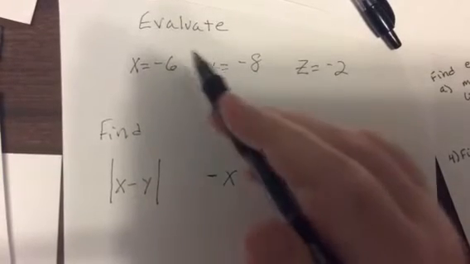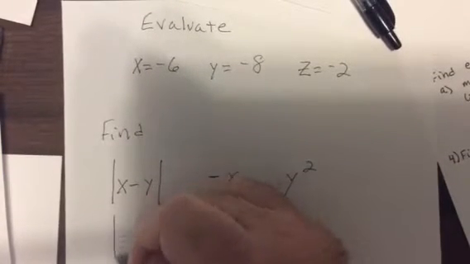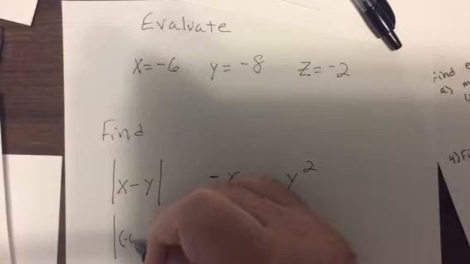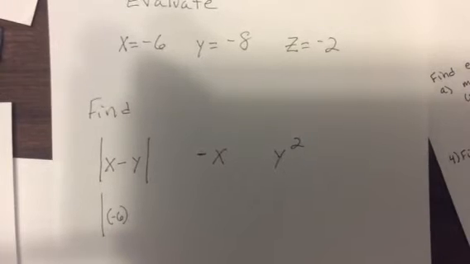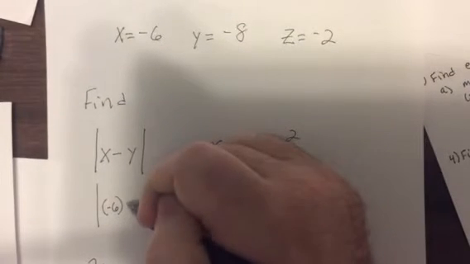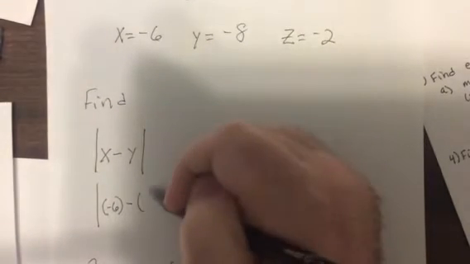So, I'm going to take -6. Now, I always recommend take a step and actually replace the variable. Seems like if you don't, you make a dumb mistake. Y is -8.